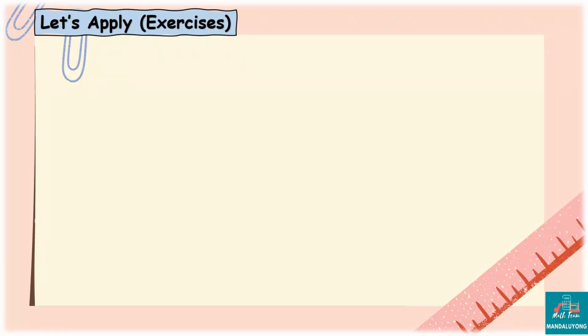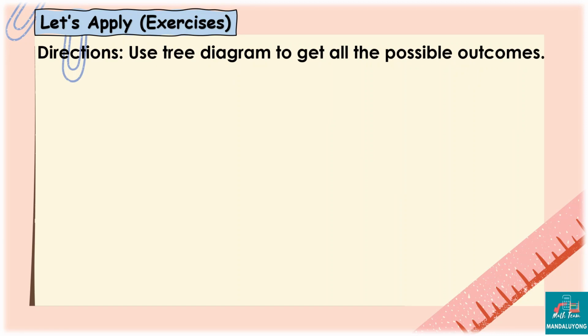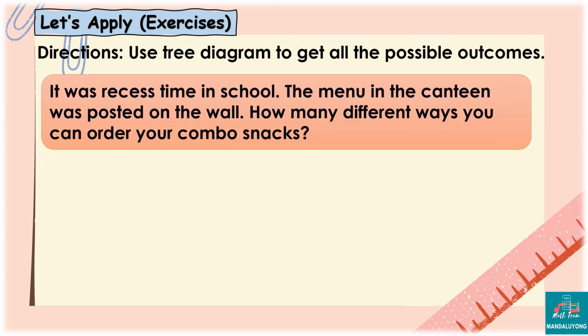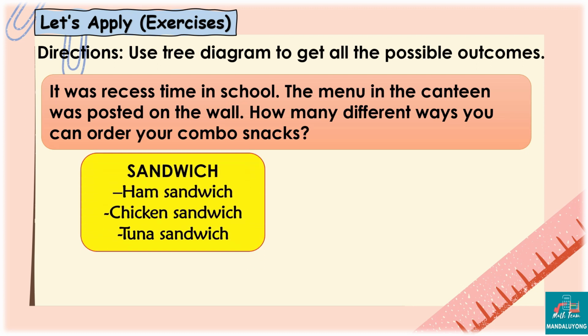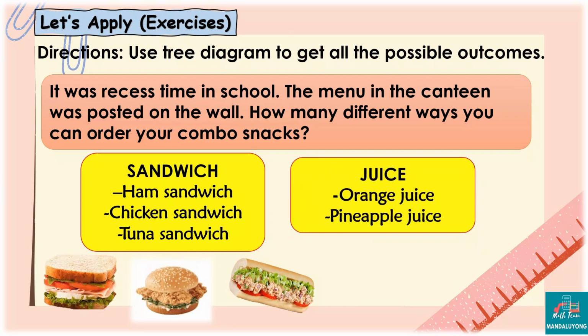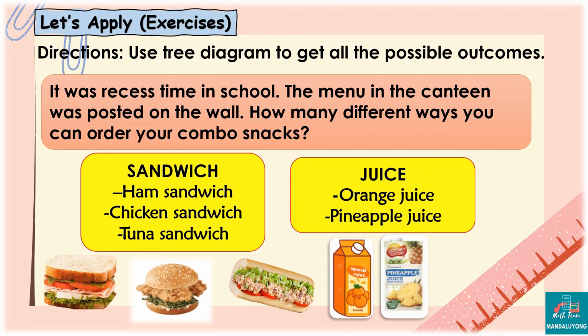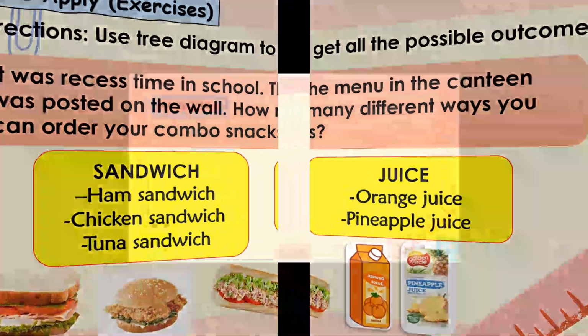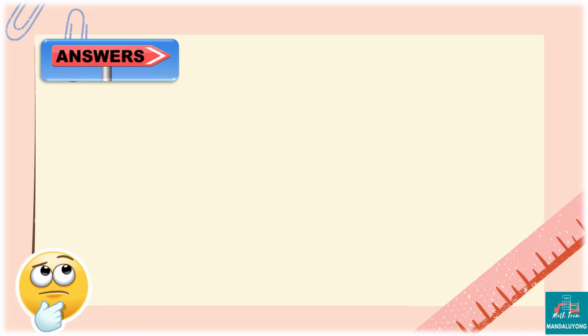Now, let us answer these exercises. Directions: use tree diagram to get all the possible outcomes. It was recess time in school. The menu in the canteen was posted on the wall. How many different ways you can order your combo snacks? Here is the menu. Sandwiches, merong ham sandwich, chicken sandwich, and tuna sandwich. At ang mga juice naman ay orange juice at pineapple juice. Ilan kaya ang maaaring combo snacks?